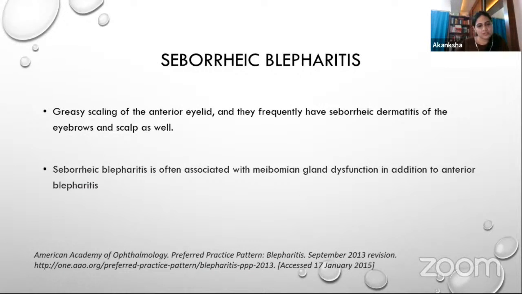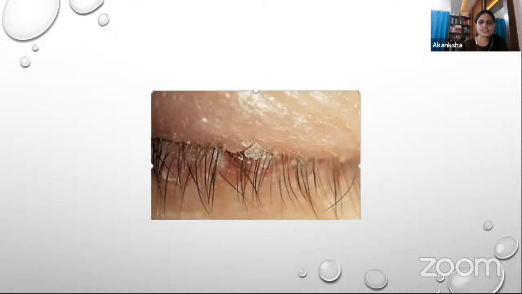As compared to staphylococcal, where you have more crusting and scaling, seborrheic blepharitis has a more greasy appearance. The eyelashes will be matted to each other, there will be greasy scaling, and like we discussed, they may have seborrheic dermatitis of the eyebrows and scalp as well. And usually seborrheic blepharitis will also have a posterior component. So it may also have Meibomian gland dysfunction in addition to just the anterior blepharitis. So this is how a picture of seborrheic blepharitis would look.